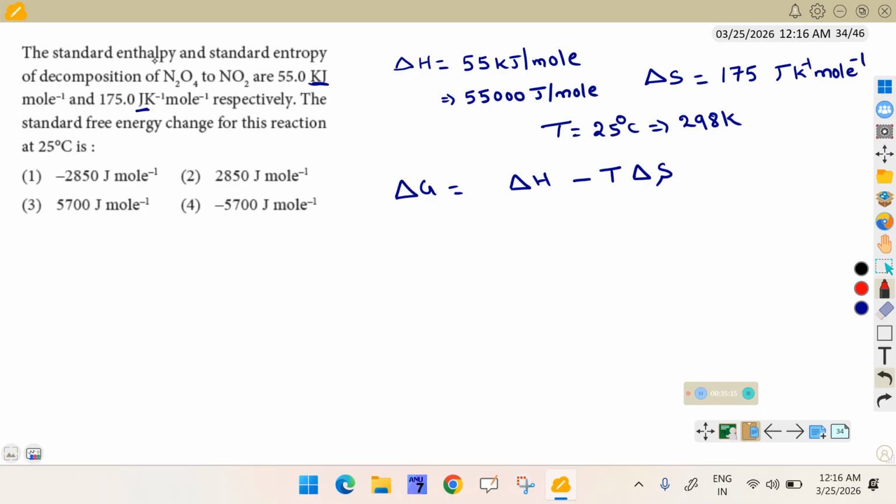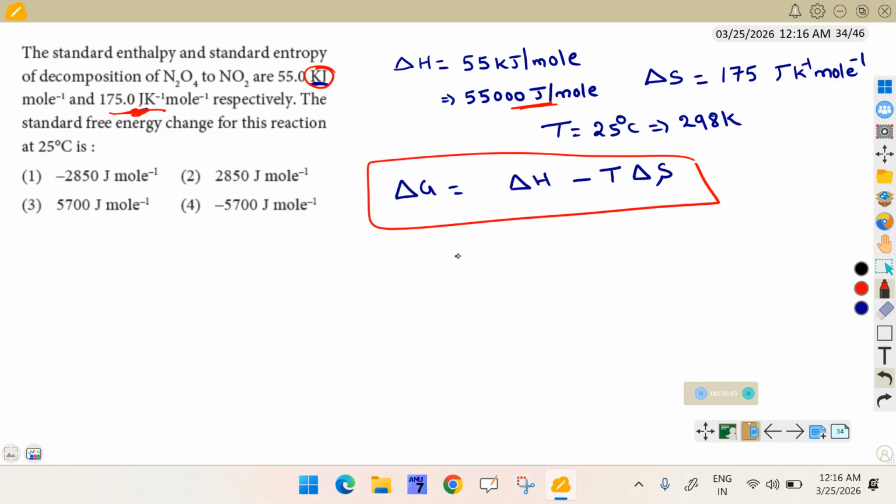Enthalpy values are given. Standard enthalpy and standard entropy of decomposition of N2O4 to NO2 are 55.0 kilojoule per mole and 175 joule Kelvin inverse. Enthalpy is given in terms of kilojoules, entropy is given in terms of joules. So kilojoules is converted to joules. Calculate Gibbs energy. This is the relation. Now substitute the values.